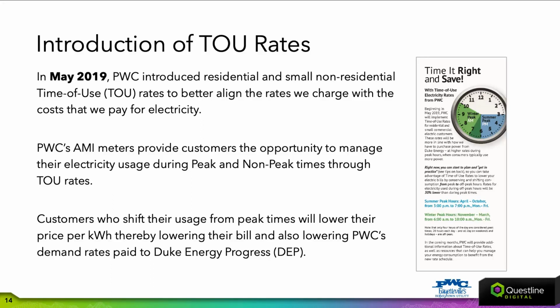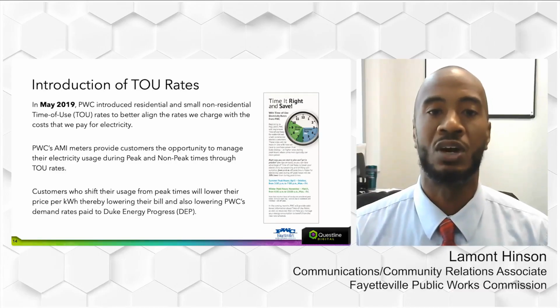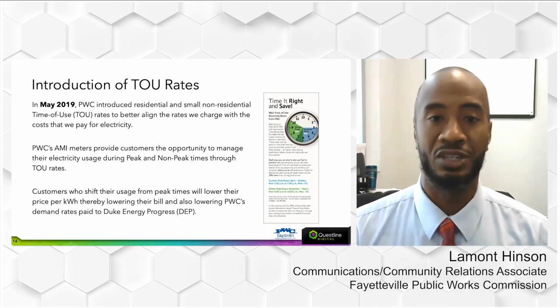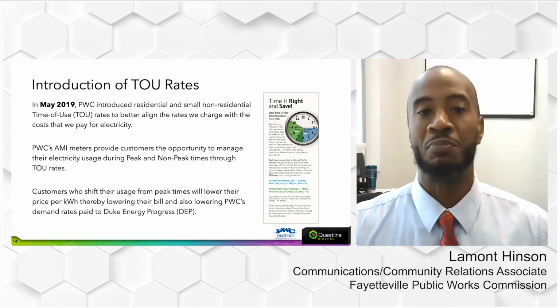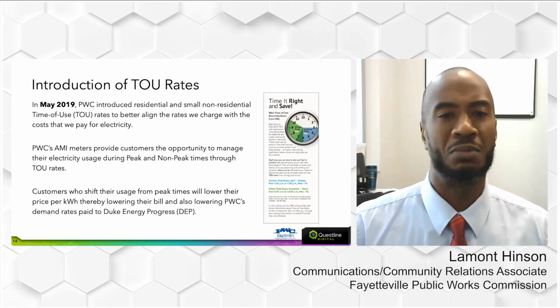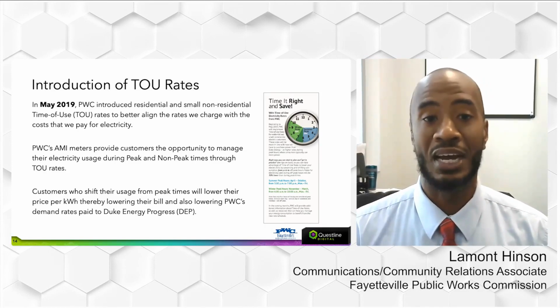We introduced time of use rates in May of 2019. And what that was is us better aligning our rates with the costs and charges we incur by buying electricity from Duke Energy. And with the implementation of AMI meters, that was an opportunity for us to better gauge the usage of our customers during peak and non-peak times.